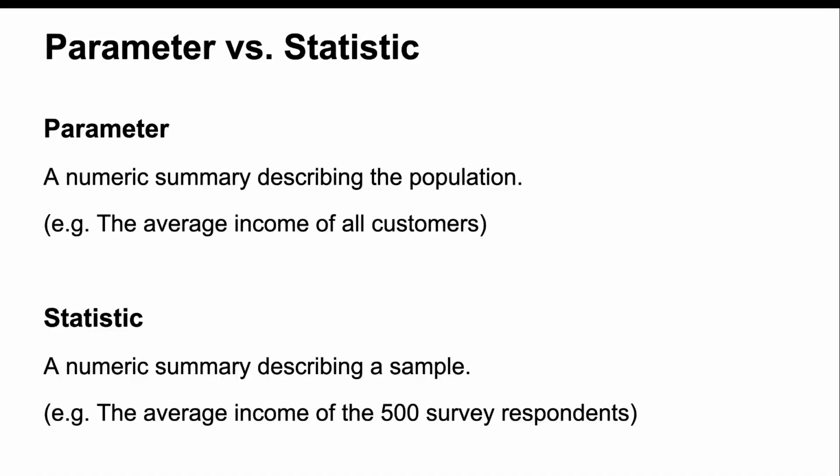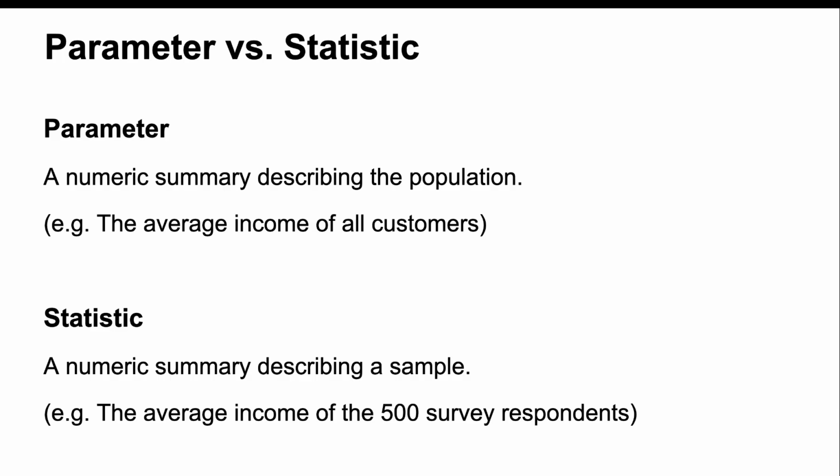And the second concept is parameter versus statistic. This distinction follows directly from our understanding of populations and samples. A parameter is a numeric value that describes some aspect of a population. Parameters are what we are ultimately interested in, but they are often unknown and need to be estimated.